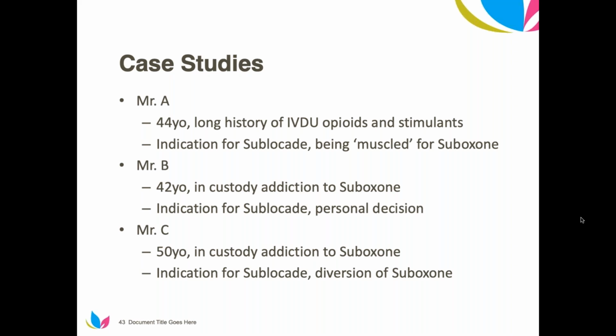What came to light on the second or third time that I saw him is that he was being pressured for his Suboxone. Suboxone is a commodity within the correctional setting. It does have value. I've had prices range from $5 to $80 for a Suboxone tablet or strip being sold within the custodial setting. And this gentleman, Mr. A, is a little bit on the frail side, and he would be considered at risk of being a victim.